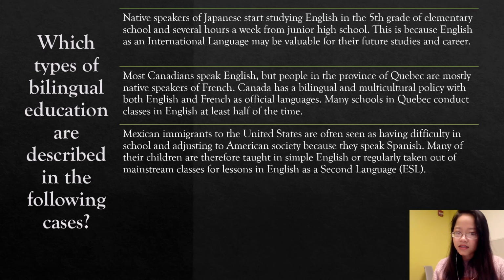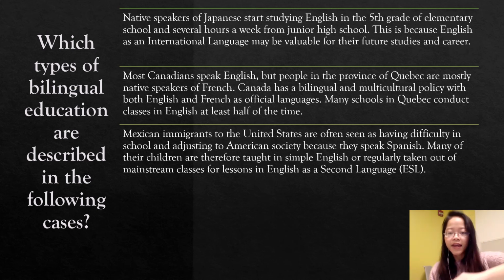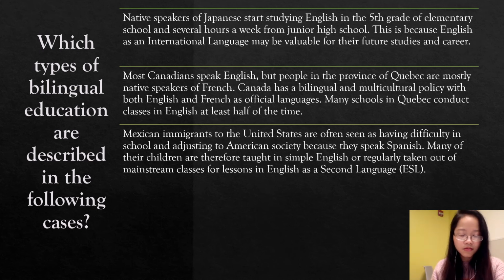How about the last case? Mexican immigrants to the United States are often seen as having difficulty in school and adjusting to American society because they speak Spanish. So many of their children are therefore taught in simple English only, right? Or regularly taken out of the mainstream. So if they are taken out, which one of bilingual education are you thinking about? Yes, absolutely. It's a pull-out ESL class, right? So what is the result? It's more like monolingual assimilation purposes, right? Yeah, good job.